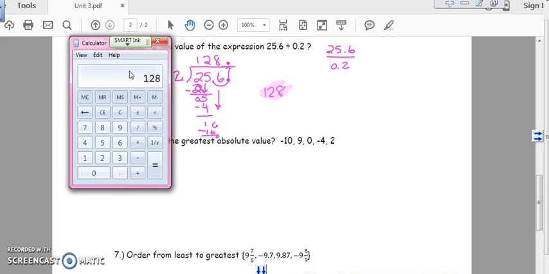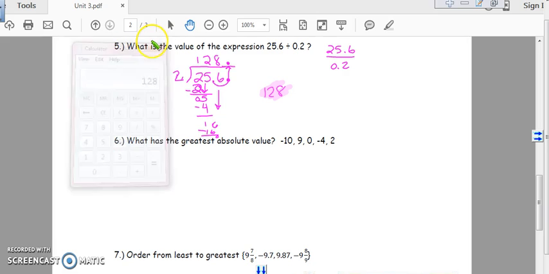Okay, next question. It says, what has the greatest absolute value? Remember, absolute value is how far from 0. So, negative 10, how far from 0 is negative 10? Negative 10 is 10 spots away. Remember, distance is always positive, so this one would be 10.